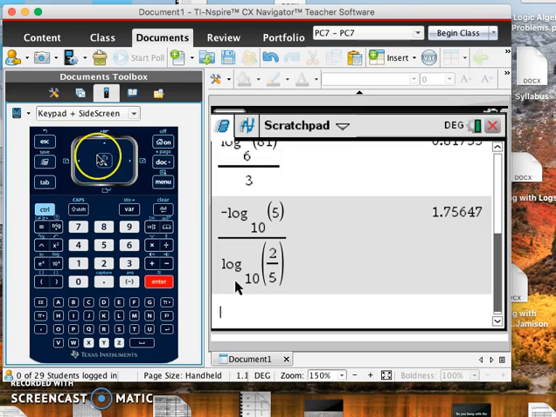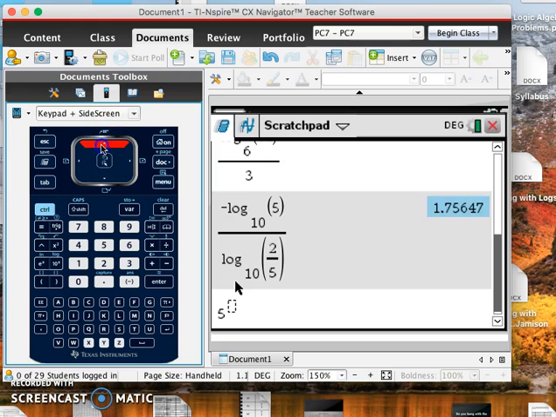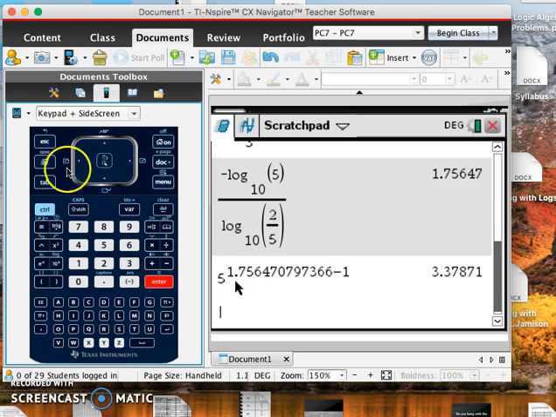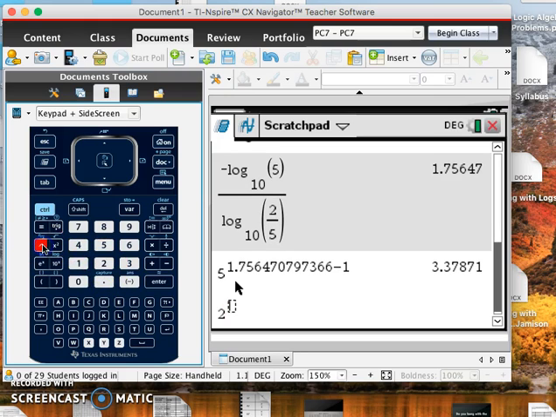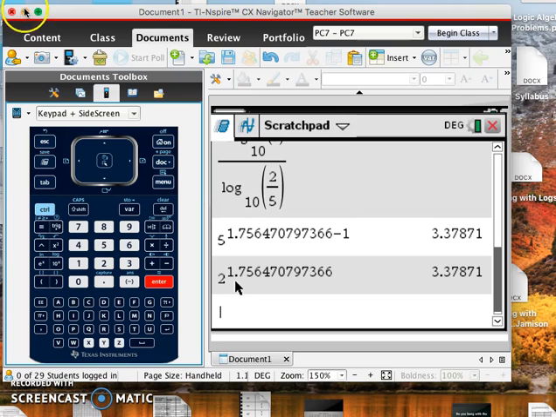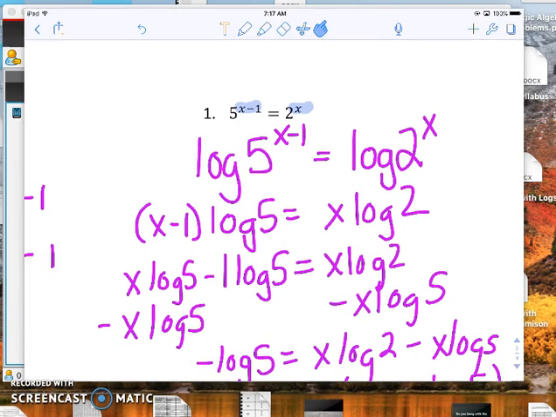And again, we can always double check this. So we could go back to our equation and say 5 to the power of negative 1.75 minus 1. Does that equal 2 to the power of that same thing? And it does, so we definitely have the answer there.